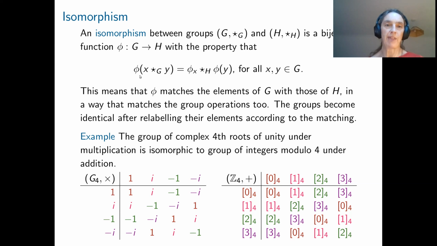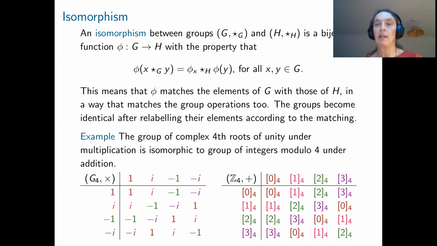And what that means is that if we take a pair of elements x and y in G and look at their matches over in H, phi of x and phi of y, if we compose them in G, the match of that element should be the element that we would have got over in H by taking the matches of the two, x and y, and composing them in H. There's a typo here. This phi sub x should be phi brackets x. Apologies for that.